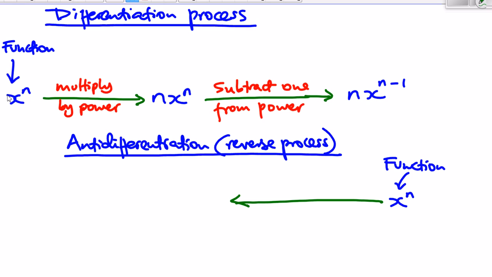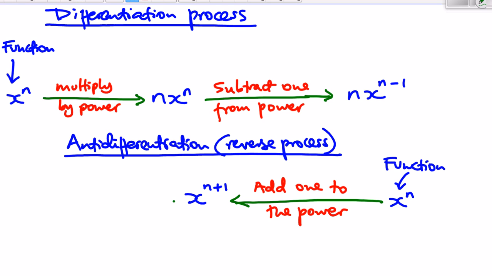So starting from here, the opposite of subtract 1 from the power is add 1 to the power. So what I'll end up with here will be x to the power n plus 1.